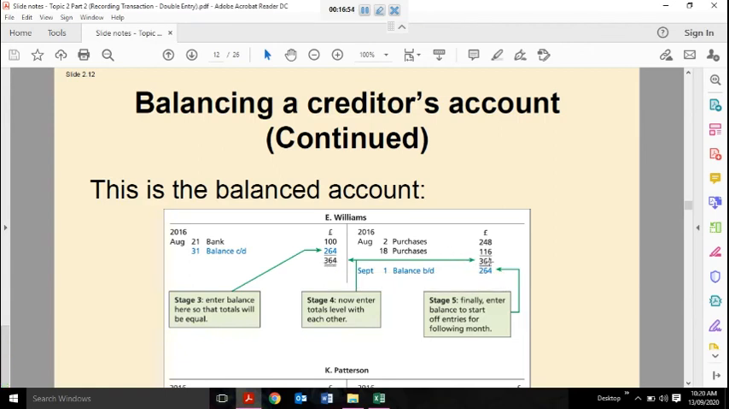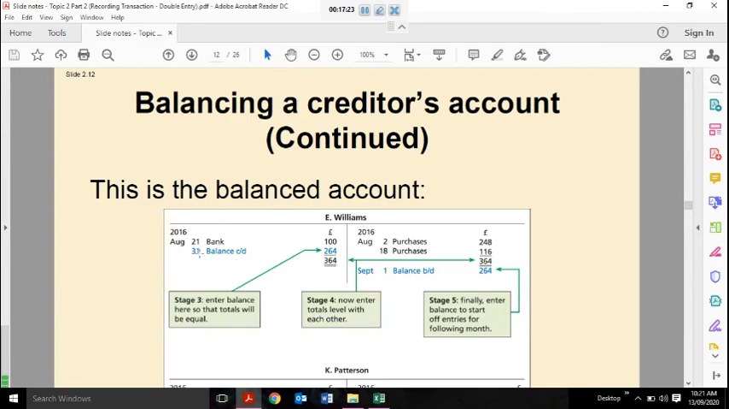So the bigger figure here, 364. You write it with a line, and it must be a double line like this. And then you close. So you go back to the shorter figure, which is at this debit side. You write the last date of the month, which is 31st, balance carried down. You write the short figure. So when you take the larger figure here, you minus 100. So 264. Basically the business owes E. Williams 264 only.